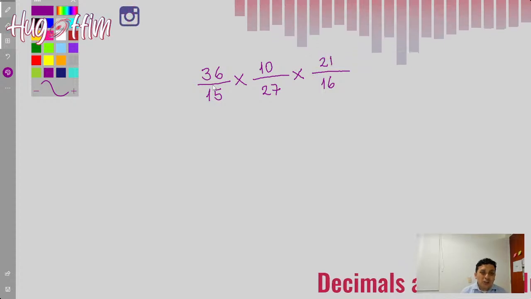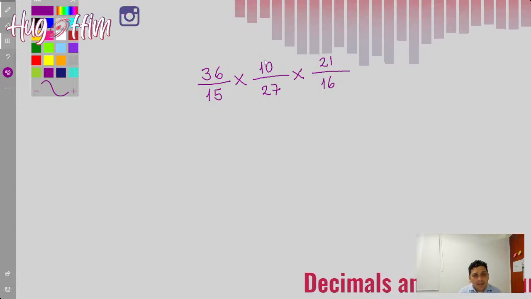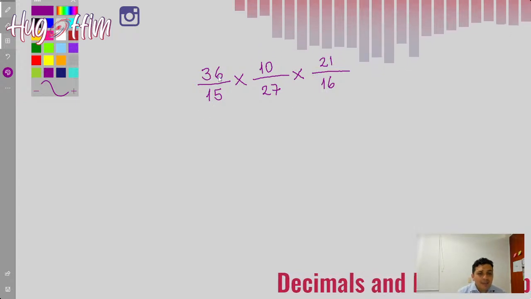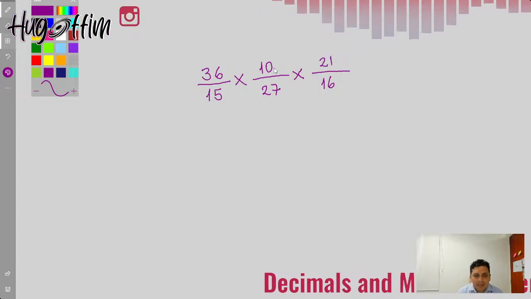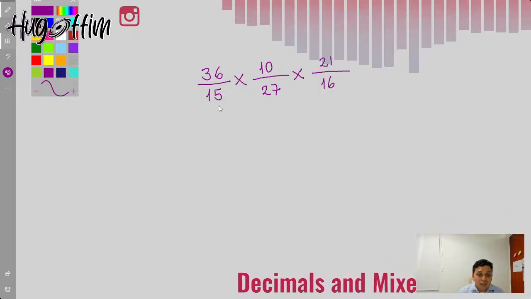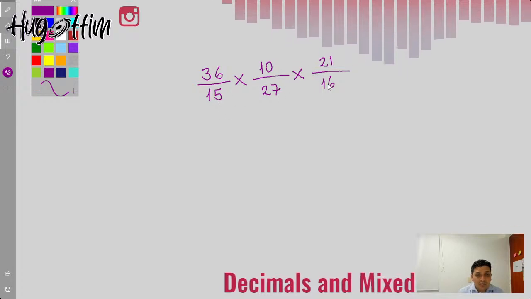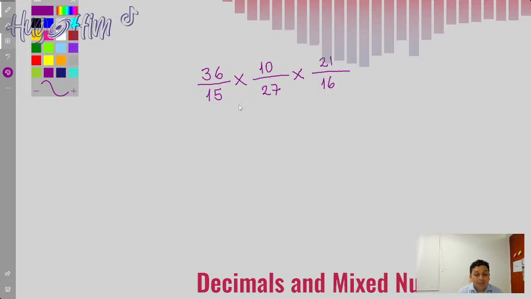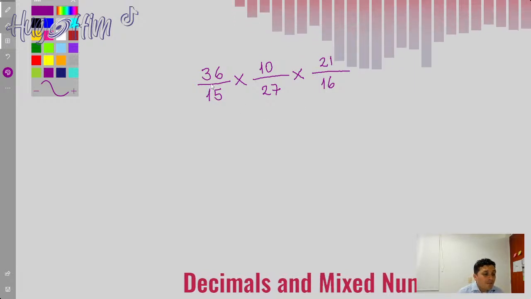And if you use the usual method, that is multiplying the 3 numerators and the 3 denominators, it's going to take you time to multiply 36 times 21, maybe times 10 is easy, but it's going to take you time to do it. And it's going to take you time to multiply 15 times 27 times 16, right? So as it's going to take you a lot of time, it's better to find common factors.